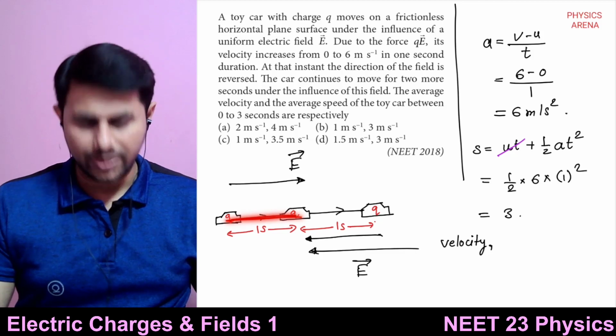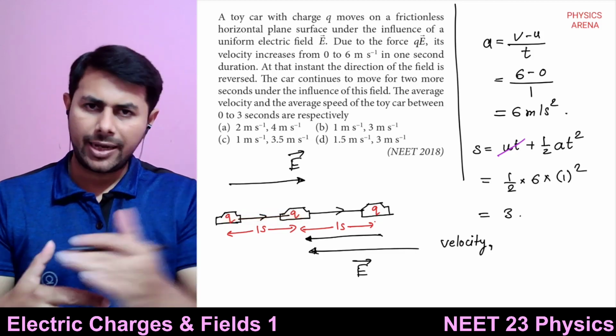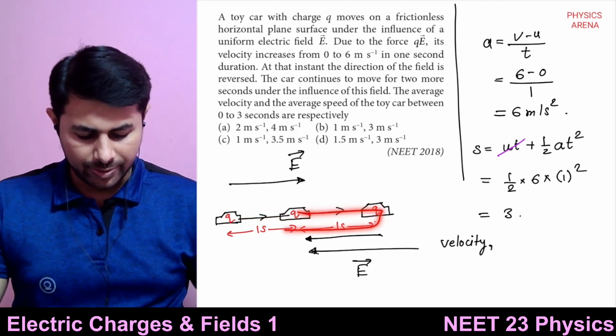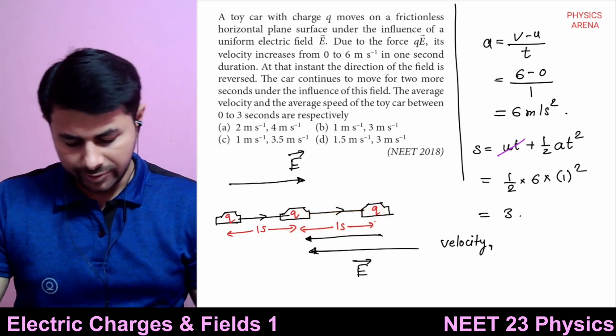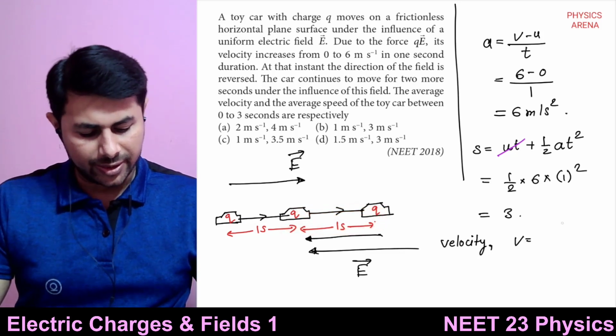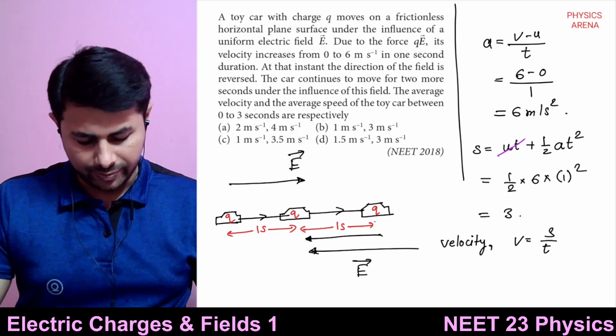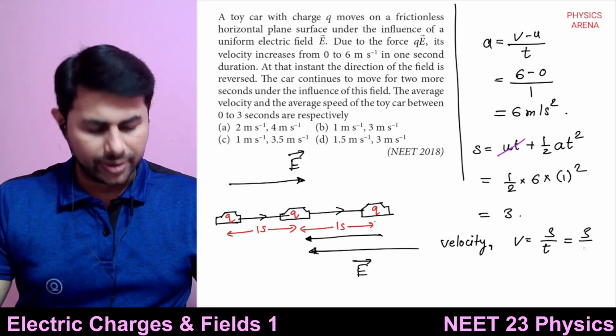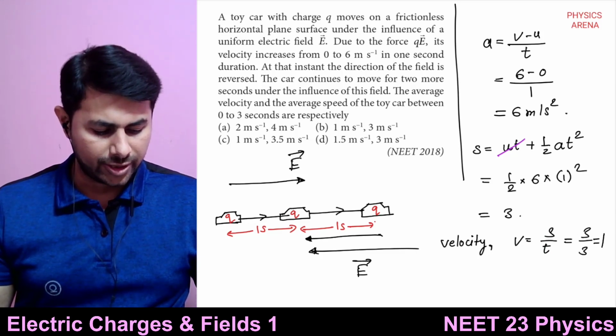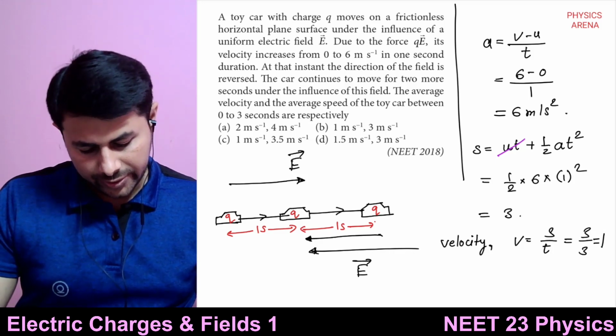So why did I find only this much distance? Because it will come back at the same point after 3 seconds. Okay, so what is velocity? It is displacement divided by time. So it is s upon t. How much is that? 3 upon 3. So it is 1, right? 1 meter per second.